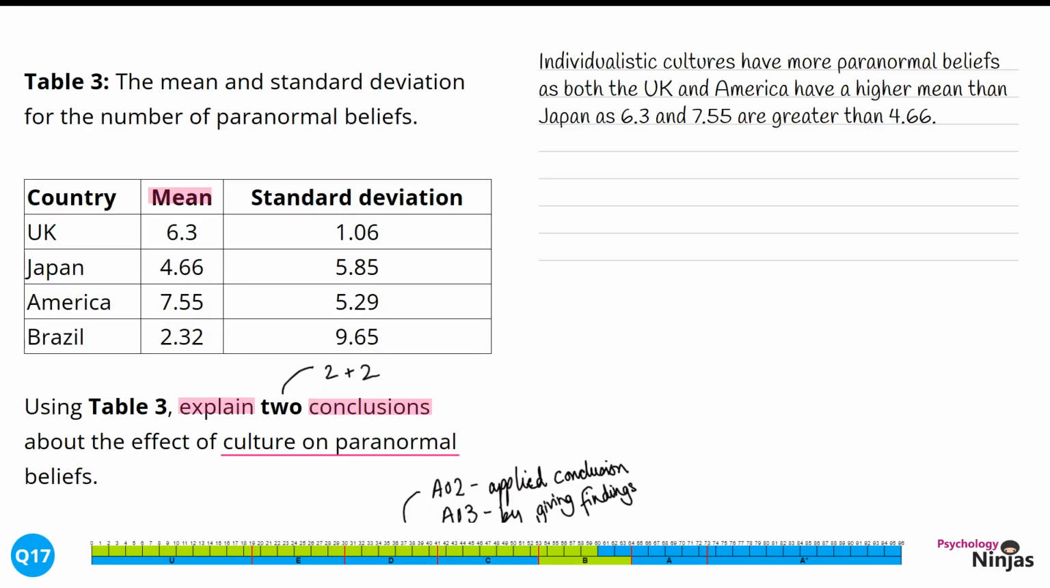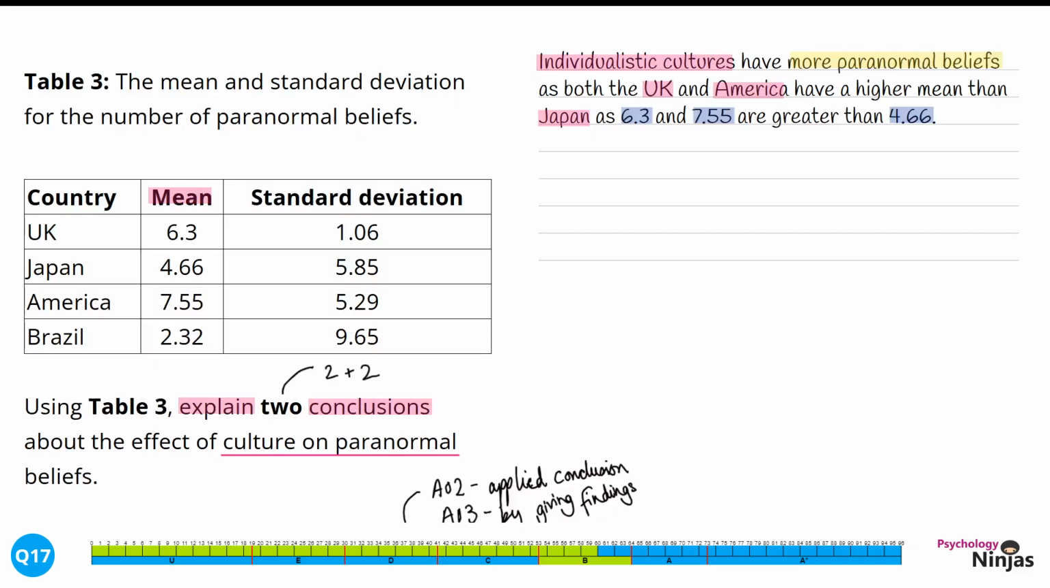We're giving a particular conclusion, identifying that specific countries have more paranormal beliefs, by comparing different values. We've understood that individualistic cultures, and our examples of those are the UK and America. We're comparing that to different cultures that are collectivist, and our collectivist culture is Japan in our STEM. We've justified this by comparing our values, saying that 6.3 and 7.55 are bigger than 4.66, so that's why we can give this conclusion. You can manipulate the data and explain the difference instead.